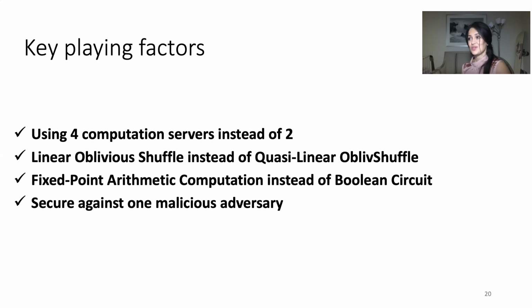To achieve these results, inspired by Gordon et al. and using 4 computation servers instead of 2, we could design a linear Uplift shuffle instead of a quasi-linear one, and we replaced the Boolean circuit with a fixed-point arithmetic circuit to compute, for example, gradient descent values easier. In addition, we made our scheme secure against one active adversary as compared to the previous schemes that would only support semi-honest adversaries.